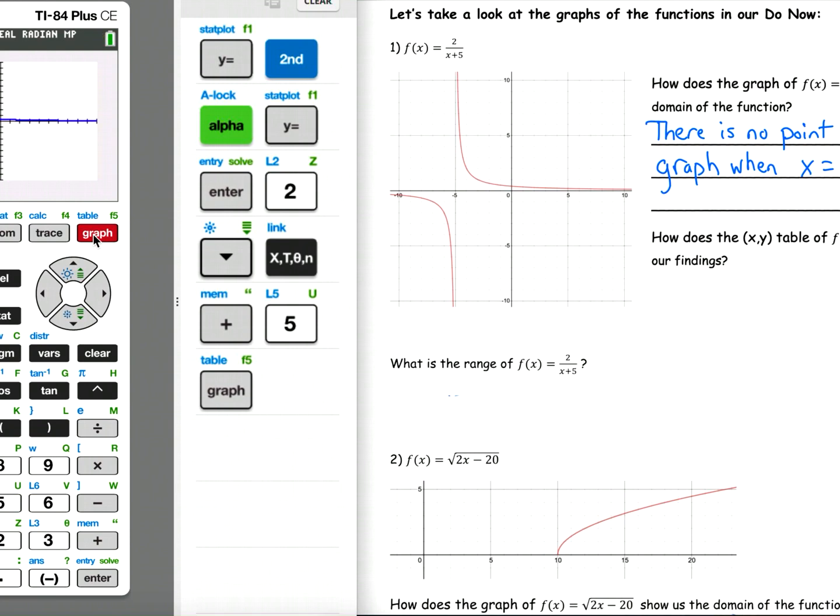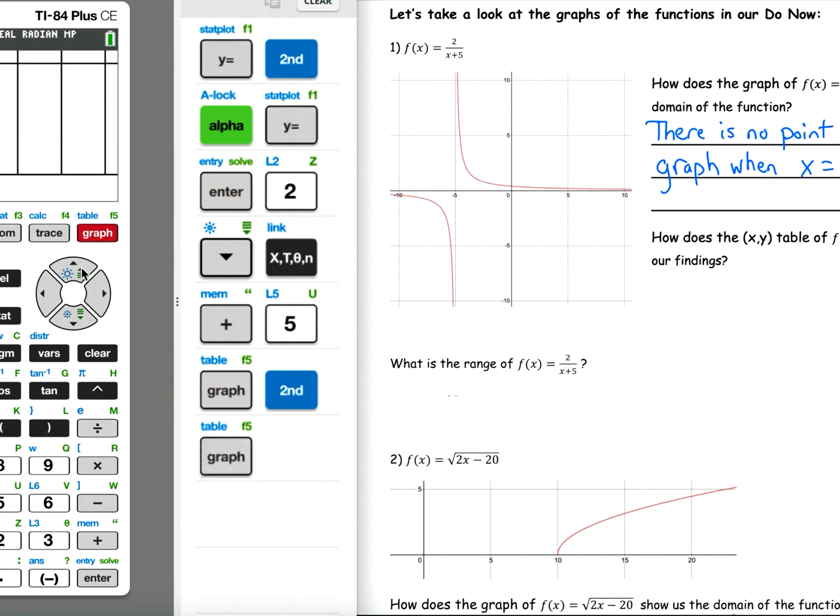And now let's check the table out. So the table, you press second graph to get to the table. And look at that. As x increases, we always have values for y. The y is getting smaller and smaller. But let's take a look at when we have an x of negative 5. What's happening there? There's an error message, but it continues after negative 5. So that error message means there's no point at negative 5.